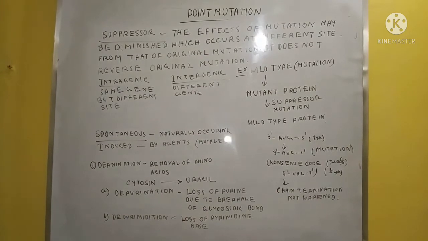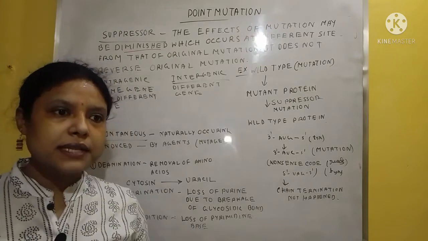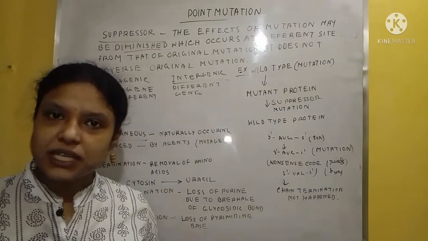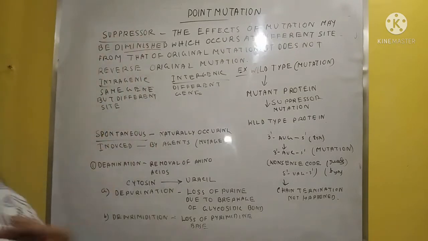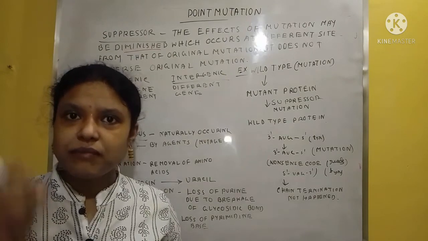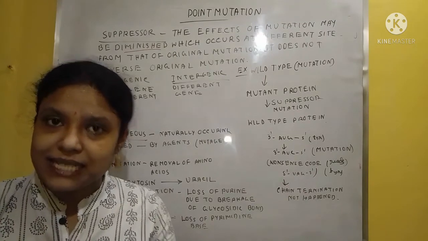Okay, now we learn about the suppression mutation. Here, the effects of the mutation may be diminished, which occurs at a different site from that of the original mutation. That means, suppose a mutation of one normal gene is occurring, and after mutation the mutant feature is also arising. Clear? But due to the suppression mutation, the character of the mutant gene will be suppressed. Okay, that will be completely suppressed.